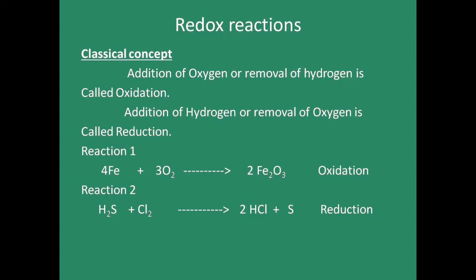First reaction: in this one, the iron is added with oxygen, and we get Fe2O3, that is ferric oxide. Here the iron is added with oxygen, so addition of oxygen is called oxidation. Next one, H2S, hydrogen sulfide, is added with chlorine, and we get hydrogen chloride plus sulfur. Here the chlorine is added with hydrogen. In the product HCl, the chlorine is added with H, so that is called reduction.